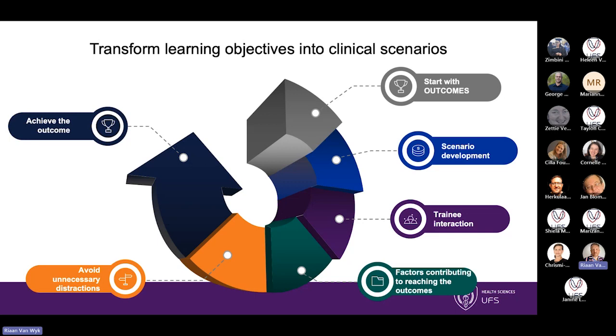Then we will plan and develop that scenario with the clinical people. Then we have our interaction with the students. We try to avoid unnecessary distractions. I'll speak a little bit about that later, but basically we need to keep these interactions as simple as possible to get to the particular outcome.